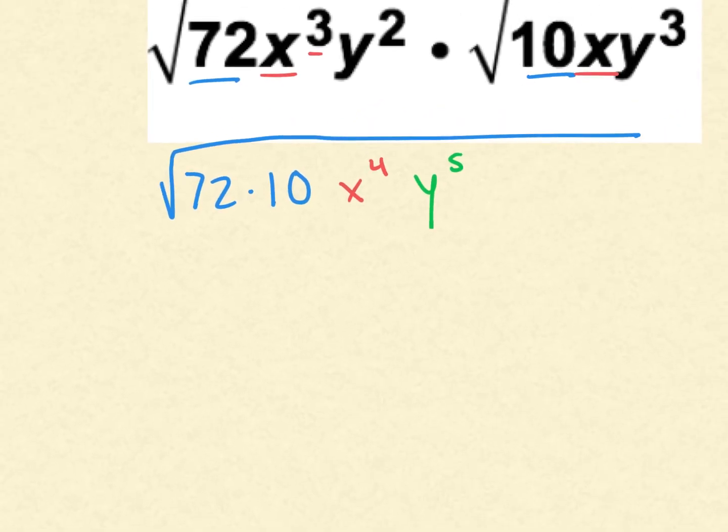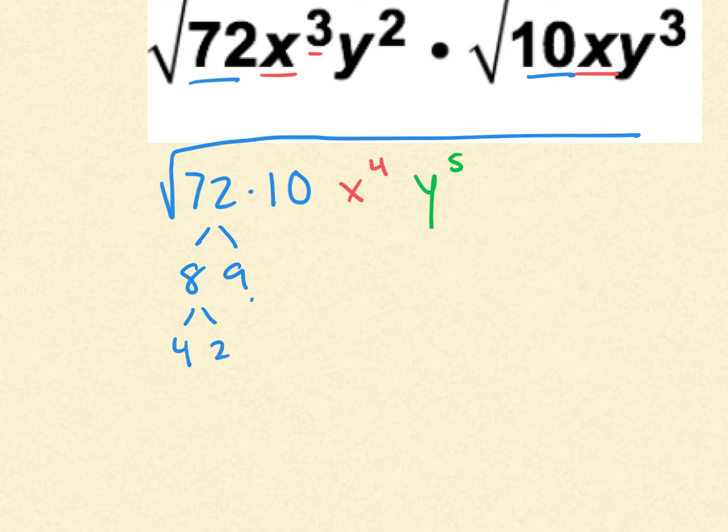Now I could multiply 72 times 10 and then break it down from there. But since I'm going to break it down, I just might as well break it down from here. So what are 2 factors of 72? 8 and 9. What are 2 factors of 8?